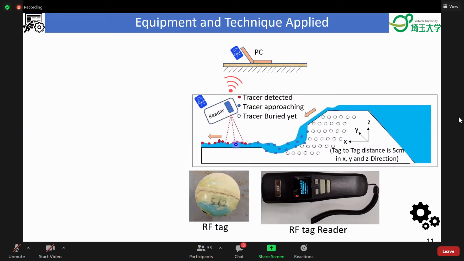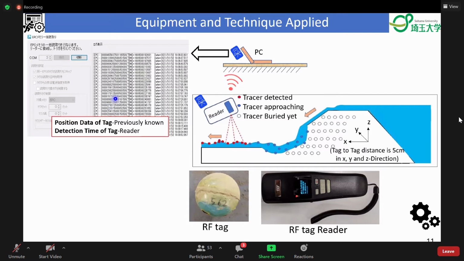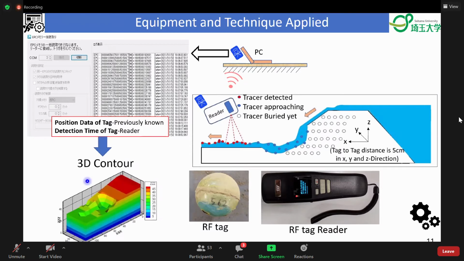This red dot shows tracer detected. This photo shows the tracer ID and the corresponding detection time. Based on this detection time and previously known position data, we generated a 3D contour map of the embankment profile throughout the experiment.